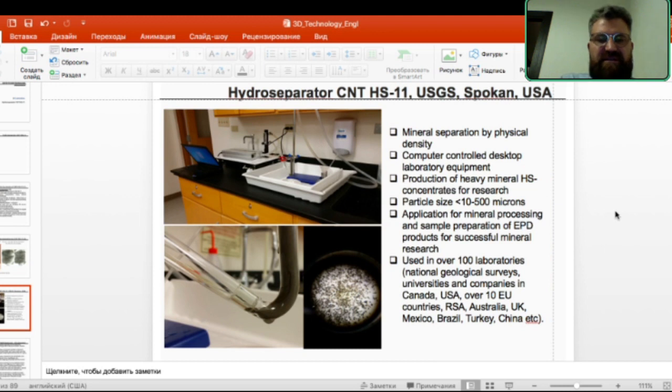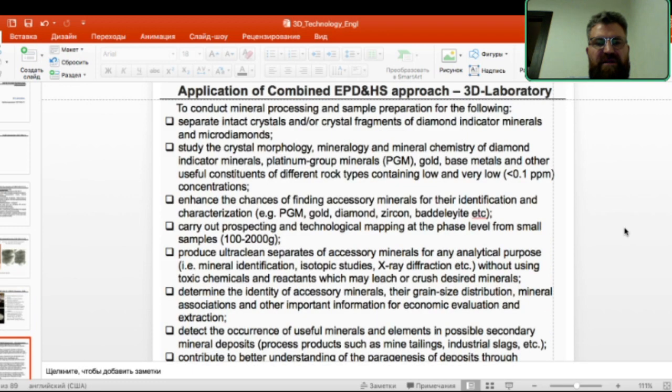Also, it's absolutely computer-controlled desktop equipment, which is easy to install and use and train any staff using it. It's for production of heavy mineral hydroseparation concentrates for research, with a particle range between 10 and 500 microns. And it's applied for mineral processing and sample preparation after EPD for successful mineral research. So what are actually the application areas where hydroseparation is so exceptional?